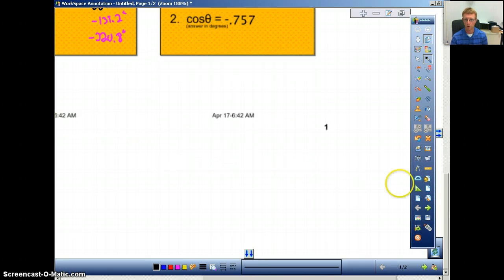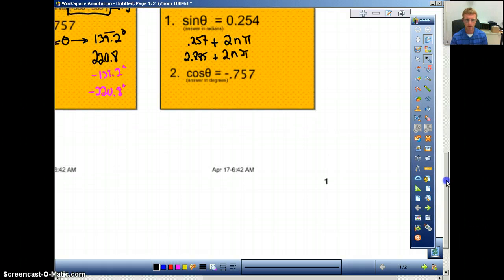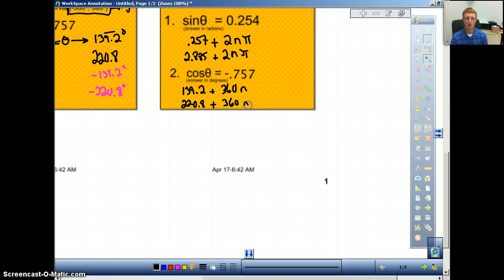With the cosine, it's the exact same thing, except in this case, we're going to do it in degrees. So we take our values, 139.2, and that will be plus 360n. And then we take the 220.8, and we're just going to add 360n. Again, all that means is that we're adding or subtracting any multiple of 360 degrees, and that's what theta would equal for it to be negative 0.757 again.